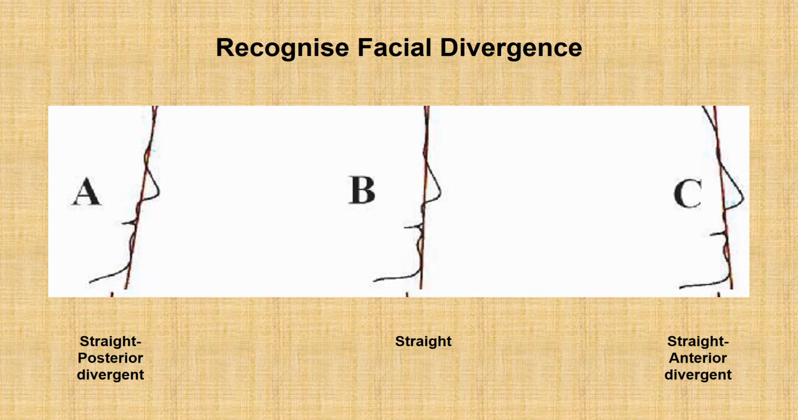Okay, now students should also be able to understand what is meant by facial divergence. Facial divergence only has relevance if the profile is straight. On the extreme left, we see what is known as a posteriorly diverging straight profile, and on the extreme right, you see what is known as an anteriorly diverging straight profile.